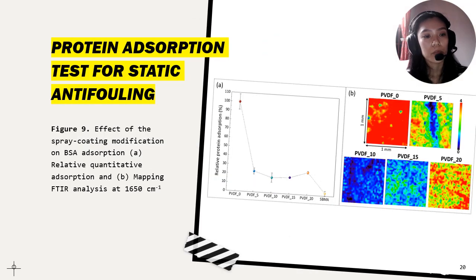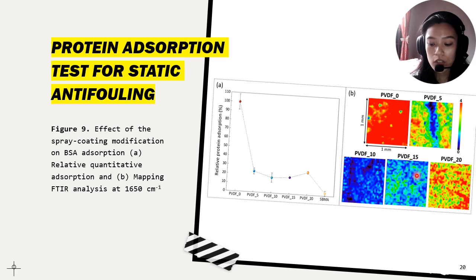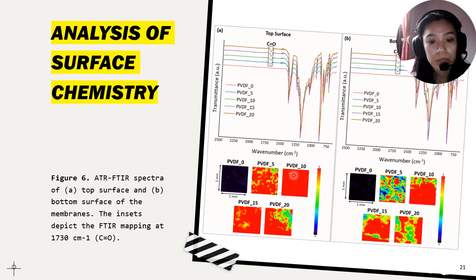And we also did a protein adsorption test for static antifouling and found that PVDF10 had the greatest resistance when it came to fouling, by FTIR mapping analysis at a wave number of 1650, which is characteristic for BSA. And this is very important, because although PVDF15 and 20 had greater antifouling copolymer units from their increased concentration, PVDF10 had the least attachment because of, again, the uniformity of its coating compared to PVDF15 and 20.